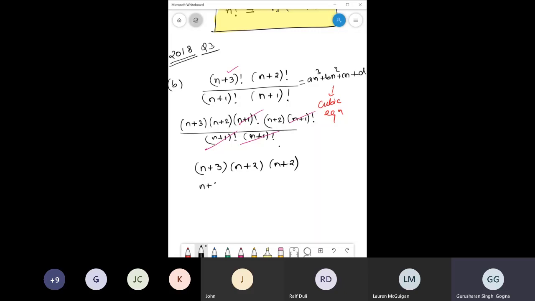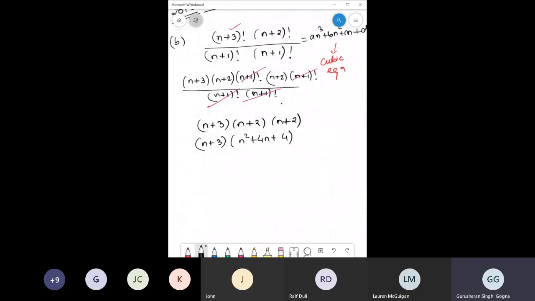So let us solve this one by one. n plus 2 multiplied by n plus 2 will give you n squared plus 4n plus 4. You can do it step by step, but that's the answer. And then let us multiply by n plus 3 as well.